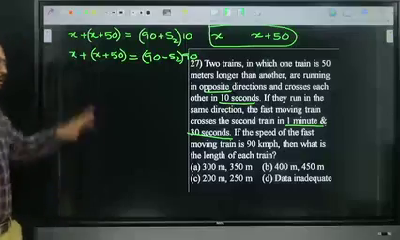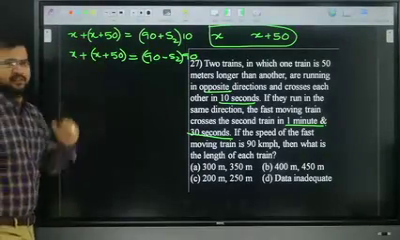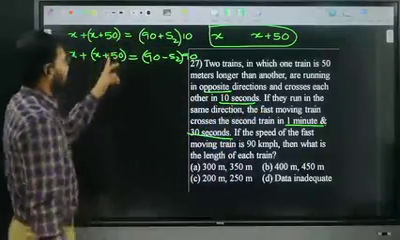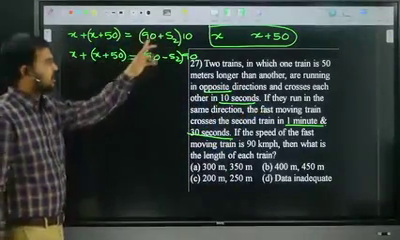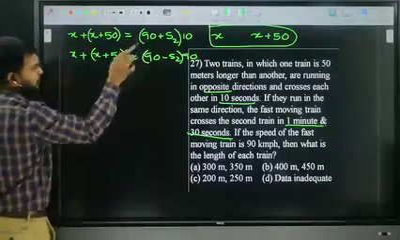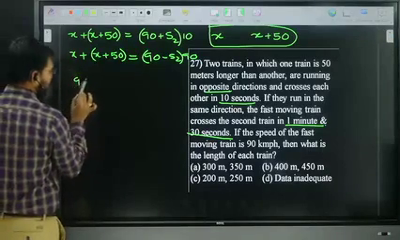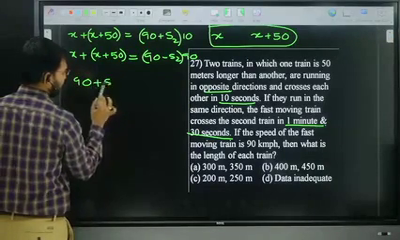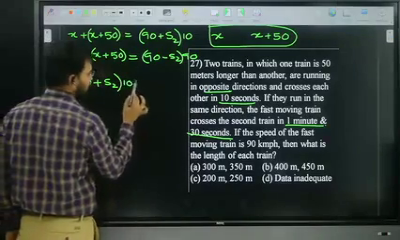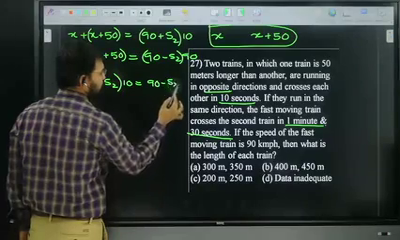If you observe carefully, in both the cases the LHS are the same, similar to the previous question. Then I am going to equate the RHS. So 90 plus S2 into 10 is equal to 90 minus S2 into 90.